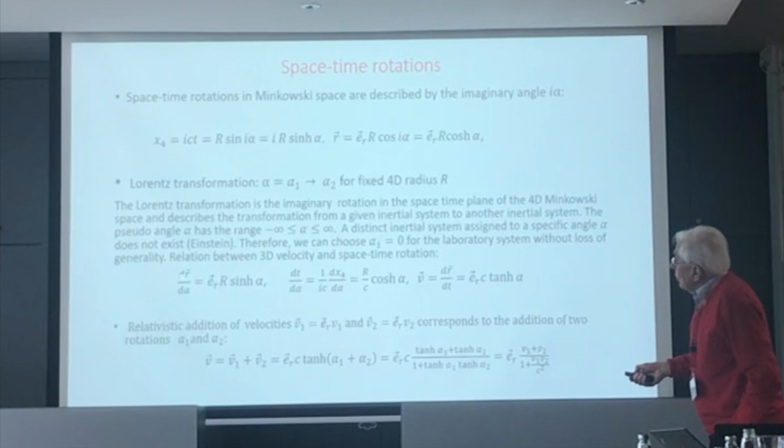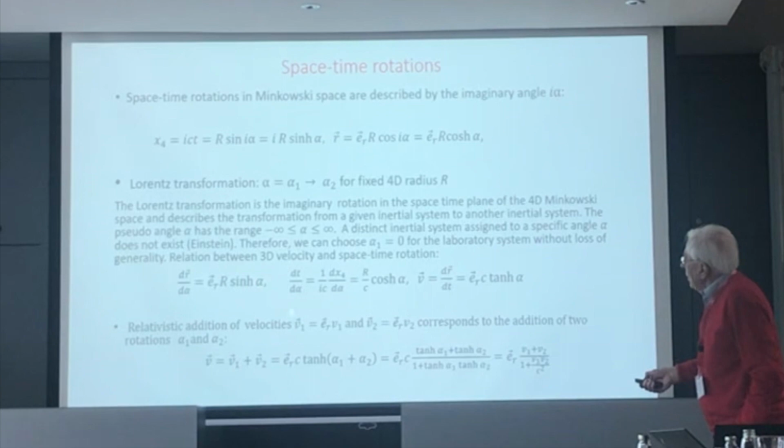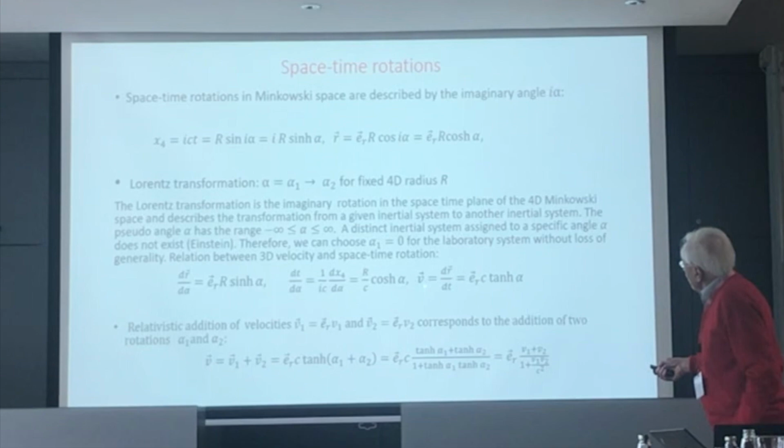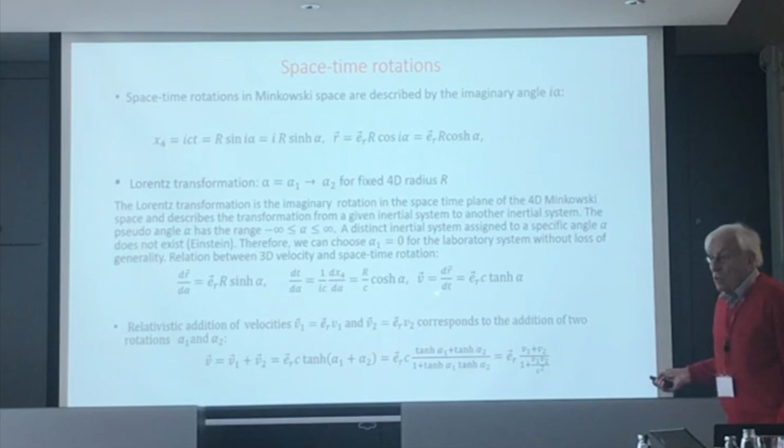if I make a small change in the angle by a small amount, that's the alpha, and then I take the derivative, and then I get this relation. With respect to a change in the time, this alpha, what you see then is the velocity. Our velocity is equal to the hyperbolic tangent of this angle.